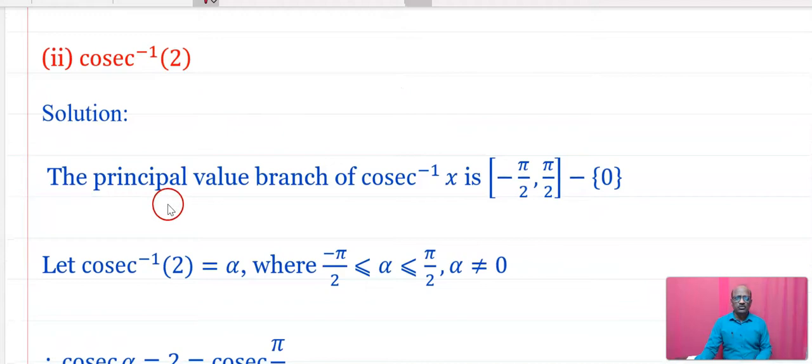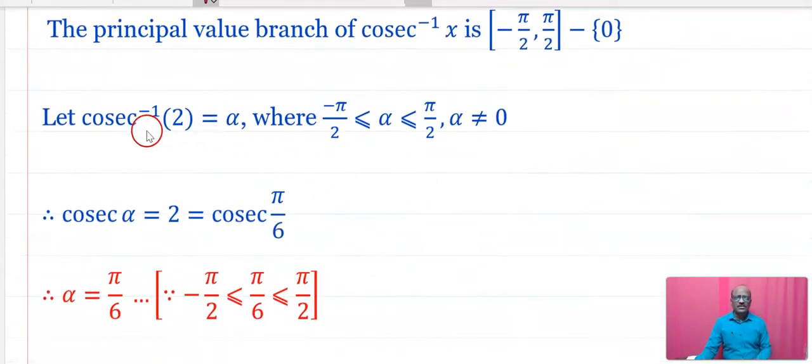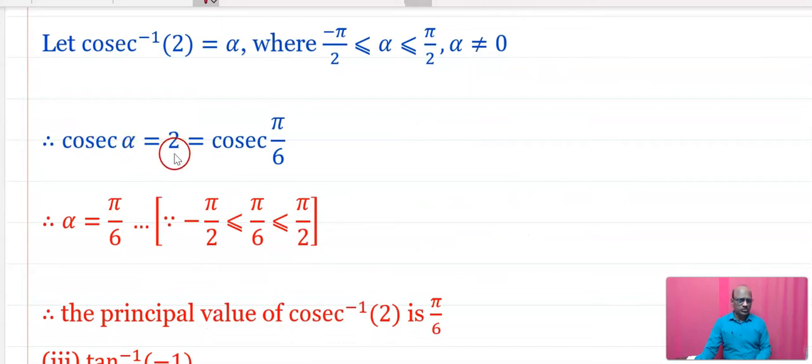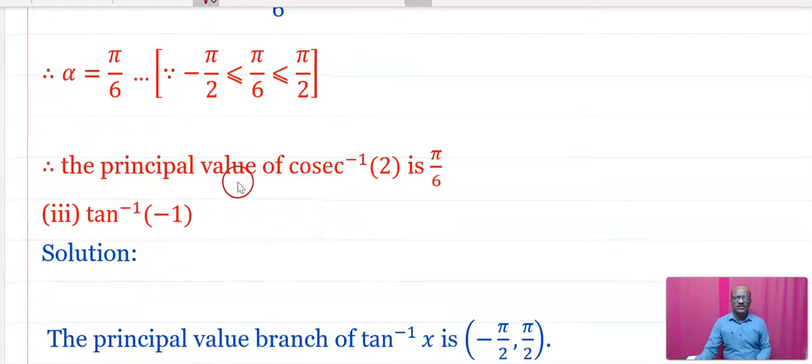Cosec inverse of 2. Again, the principal branch of cosec inverse of x is minus pi by 2 to plus pi by 2, excluding 0. Let cosec inverse of 2 be alpha, where alpha lies between minus pi by 2 to plus pi by 2, alpha not equal to 0. Cosec alpha is equal to 2 and cosec of pi by 6 is 2. It means that alpha is equal to pi by 6, and pi by 6 lies between minus pi by 2 to plus pi by 2. The principal value of cosec inverse of 2 is pi by 6.